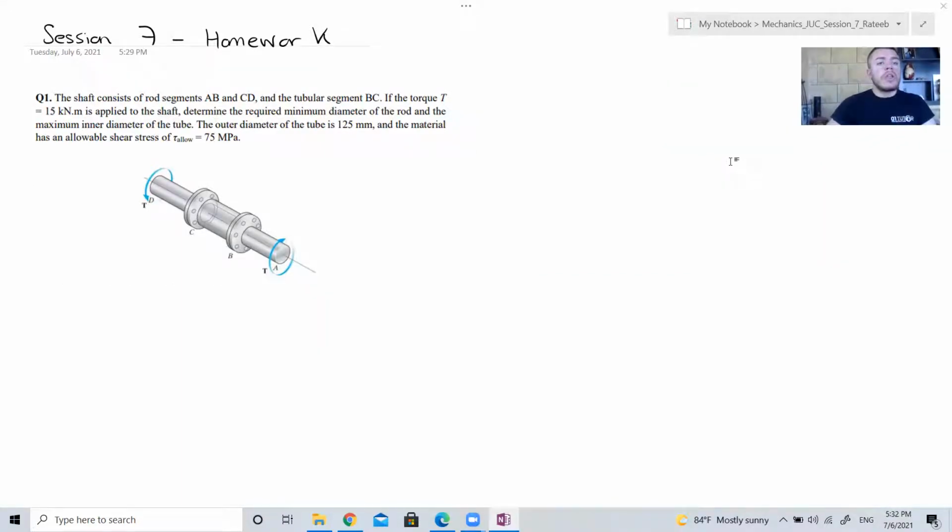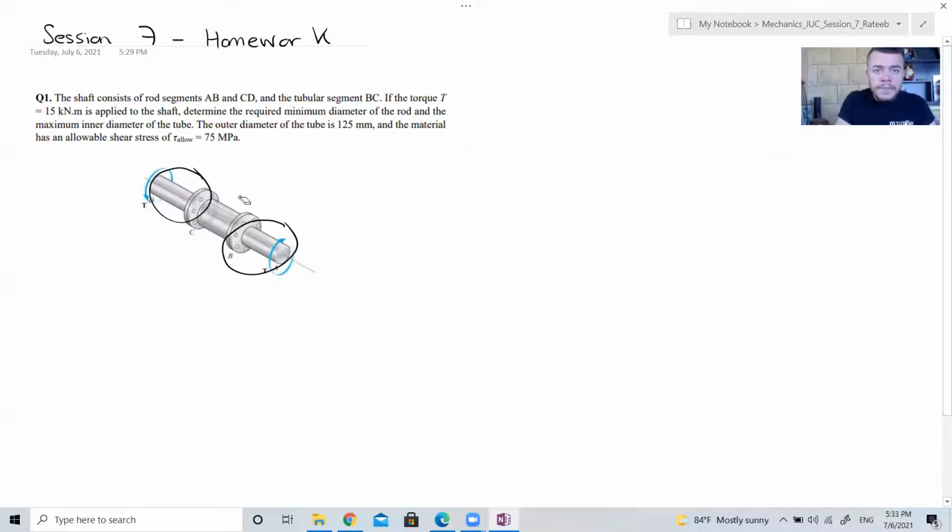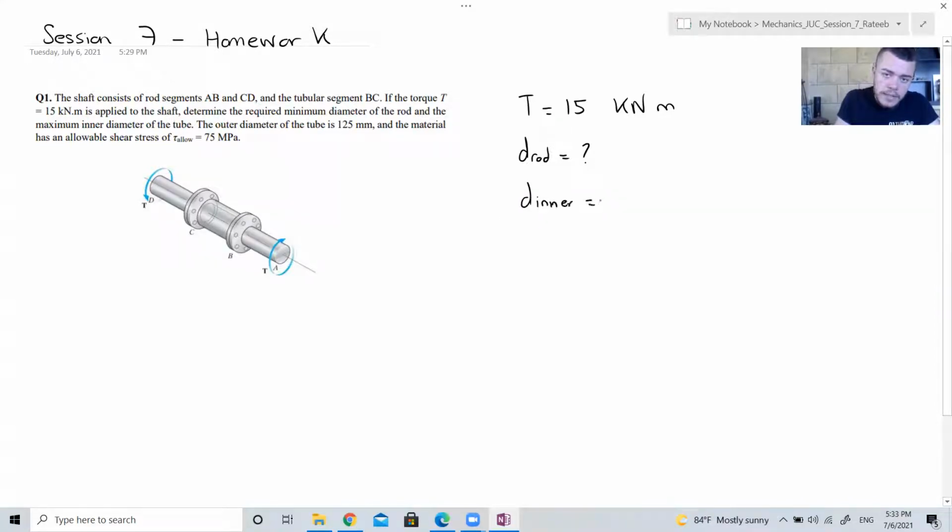So the shaft consists of rod segments AB and CD, and the tubular segment BC. If the torque T is equal to 15 kilonewton meter is applied to the shaft, determine the required minimum diameter of the rod. I need to find D rod, and I also need to find the maximum inner diameter of the tube.